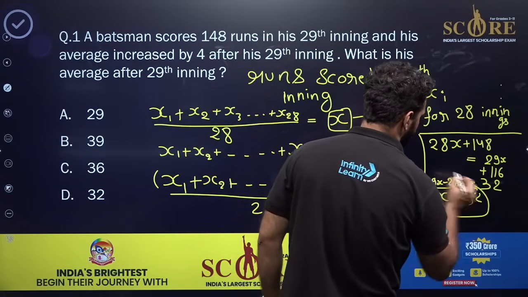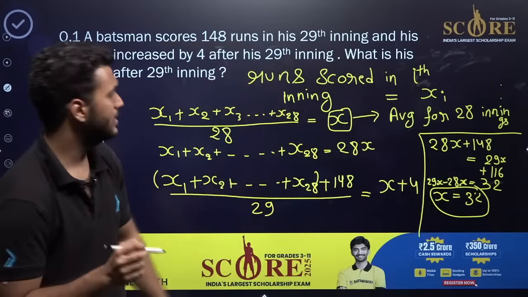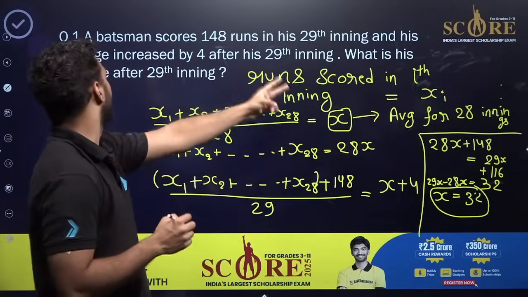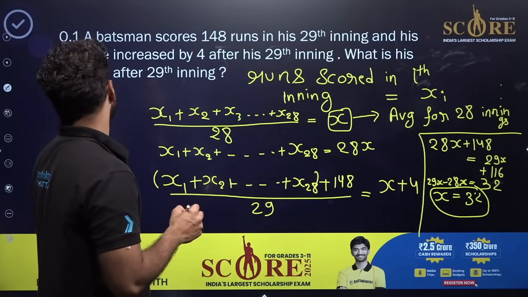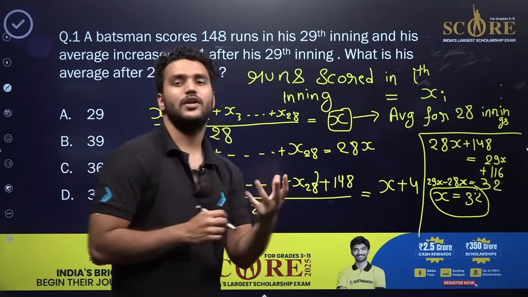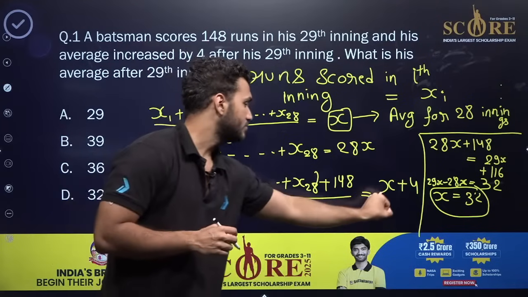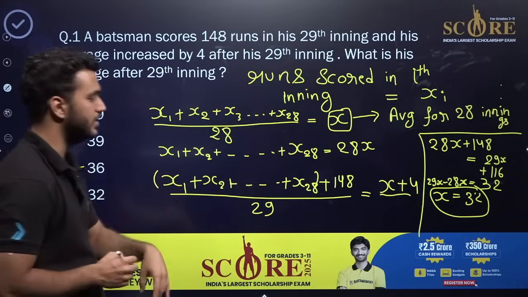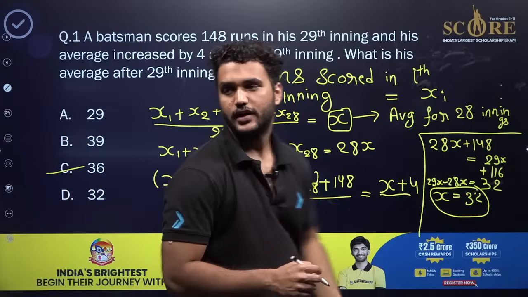But they didn't ask for x, because x is the average for 28 innings, and they asked for what? What is his average after the 29th inning? So they asked for x plus 4, because the average became x plus 4. So the answer will be 36. Is it clear, guys?